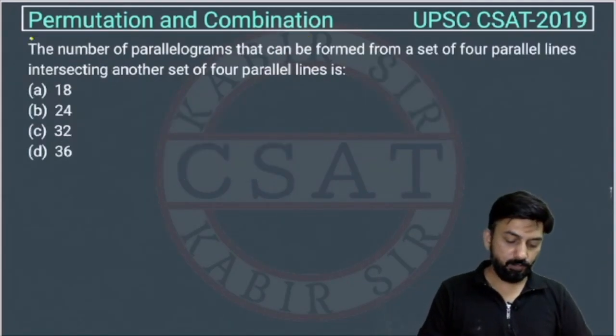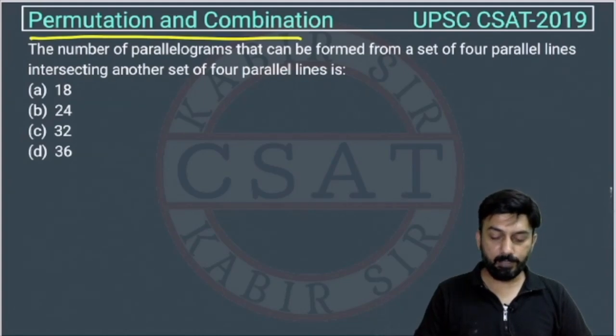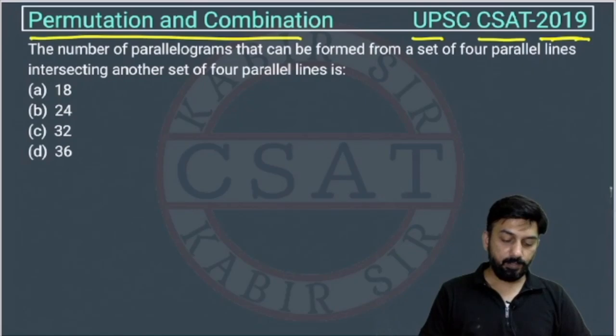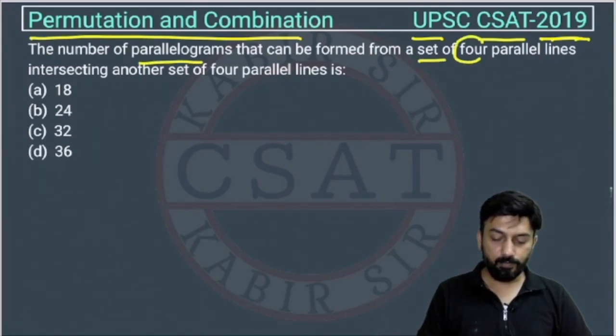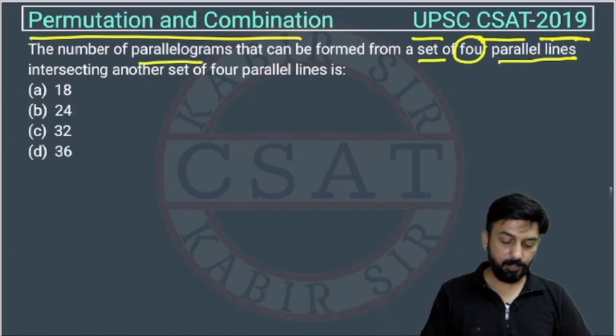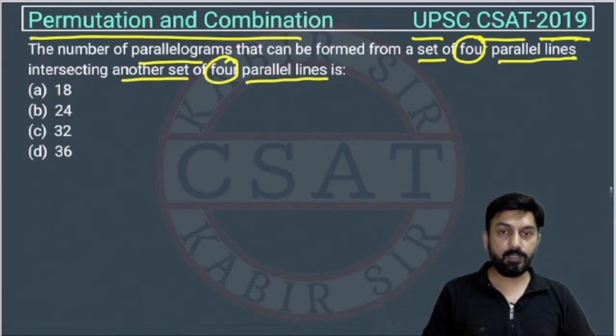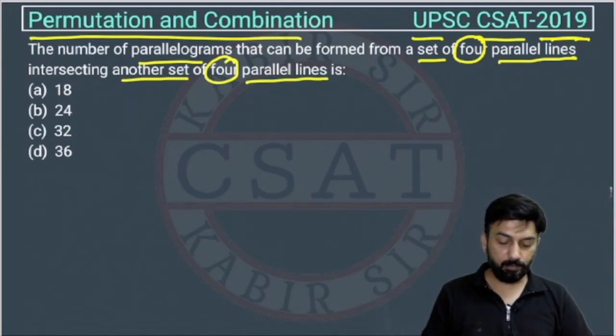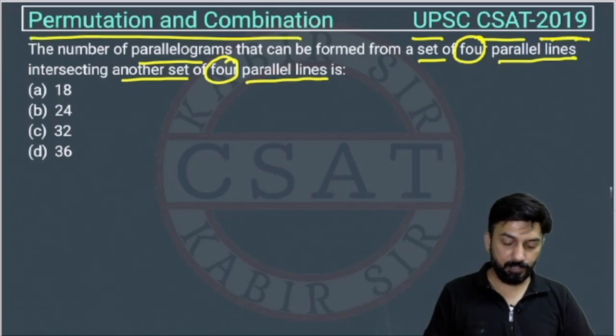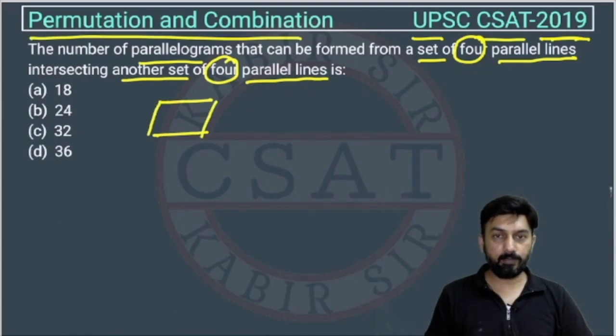So this is a question of permutation and combination asked by UPSC in their CSAT paper of 2019. The number of parallelograms that can be formed from a set of 4 parallel lines intersecting another set of 4 parallel lines. See how we can form a parallelogram. For a parallelogram, what do we need? We need 2 horizontal lines and then 2 vertical lines. So this is a parallelogram.